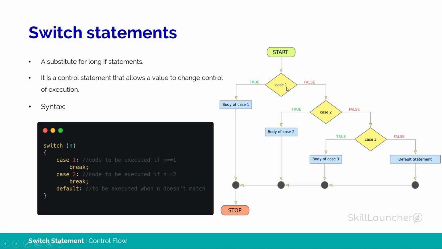But if case 1 does not match, the comparing starts with case 2. If the value of the expression happens to be 2, then the body of case 2 will be executed, break is encountered, and the control flow jumps out of the switch block. If none of the cases match, then the statements corresponding to the default keyword will be executed and the control automatically jumps out of the switch block.